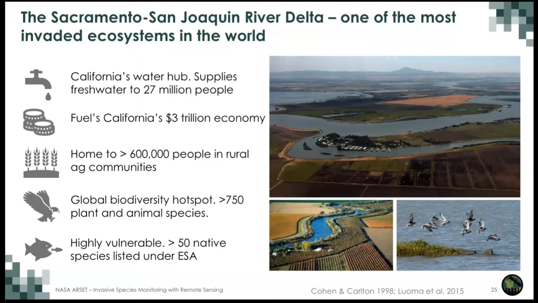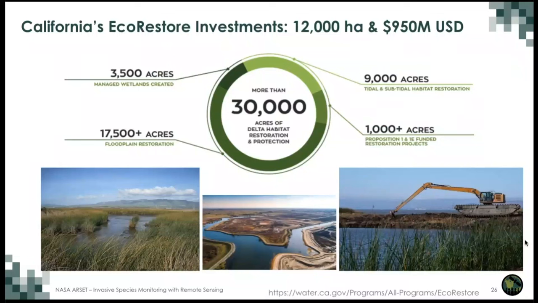So we are faced with a legislated mandate to both improve the ecosystems for conservation as well as continue to deliver water supply for people. So California is in this place where they're trying to meet these co-equal goals for this really important water hub, while at the same time introducing new mandates to conserve 30% of California's land and water by 2030 in order to enhance biodiversity and nature-based solutions. So one of the main ways that California is doing this is through its EcoRestore investments.